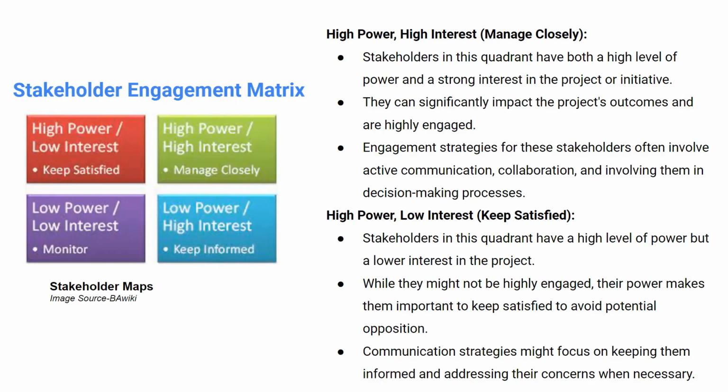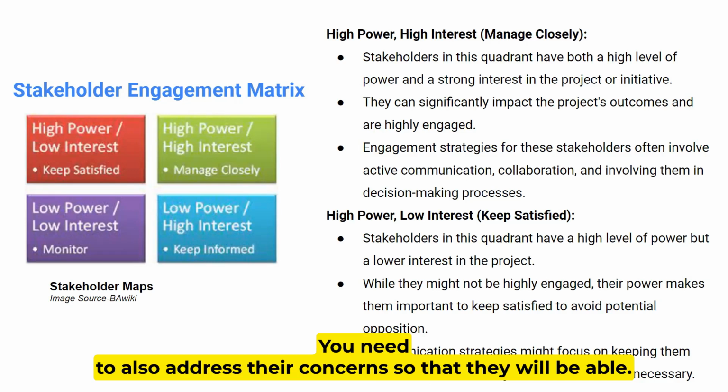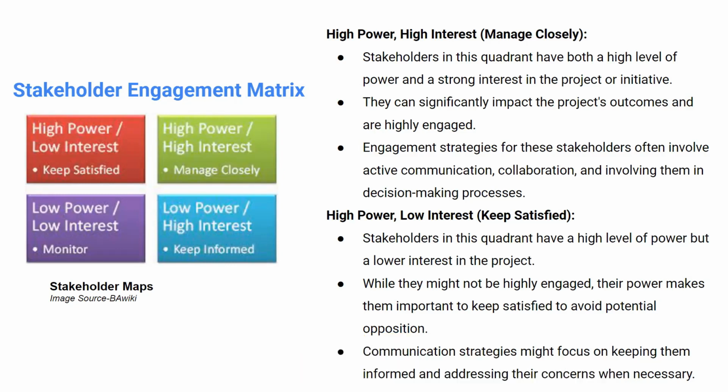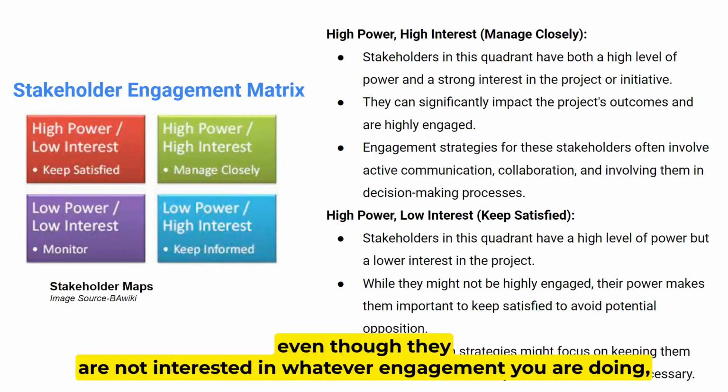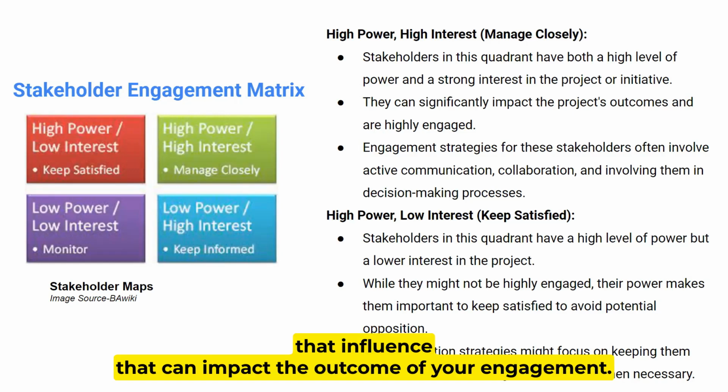Maybe the progress of your engagement or your plan. You need to keep them informed. You need to also address their concerns so that they will be able to influence your target audience because they have high power. They have high influence, even though they are not interested in whatever engagement you are doing. But they have that influence that can impact the outcome of your engagement.